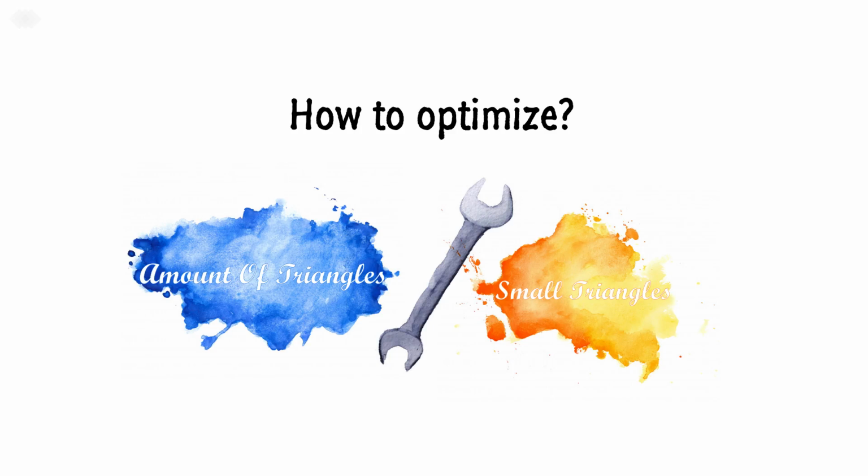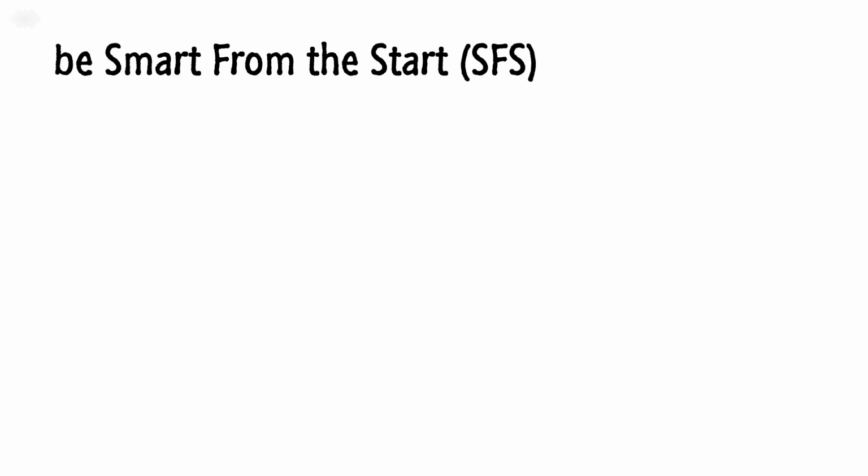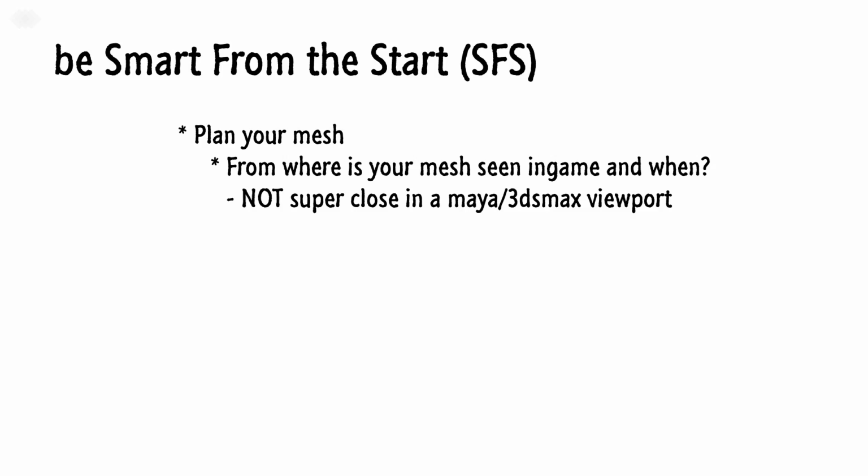How to optimize. The first thing is be smart from the start. Basically, it means that you need to think through your work before committing. Spend some time looking into this asset and how it will be used. For example, make sure that you build your mesh with the amount of detail that can be seen in-game and not close up zoomed in a Maya viewport.